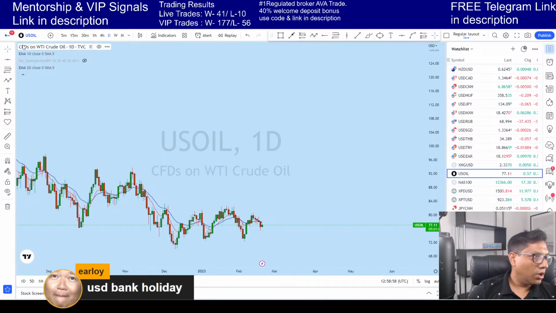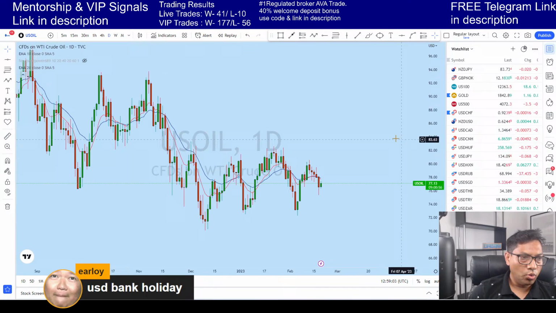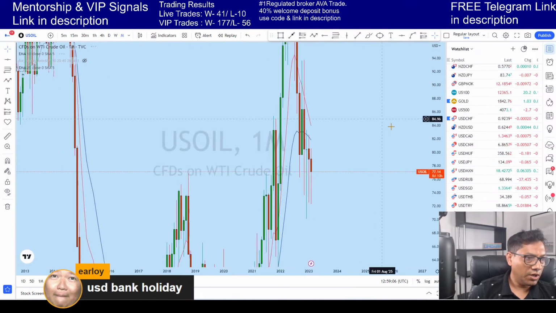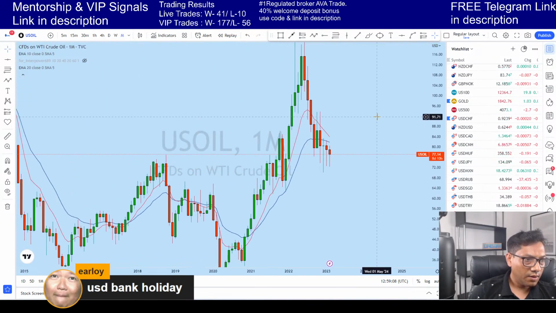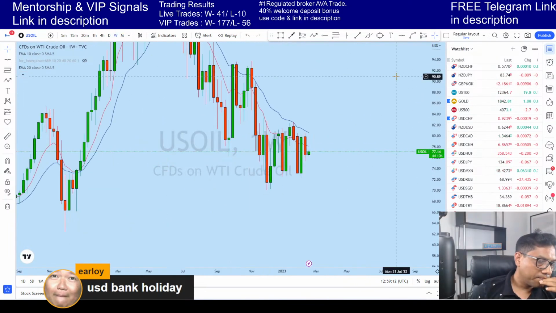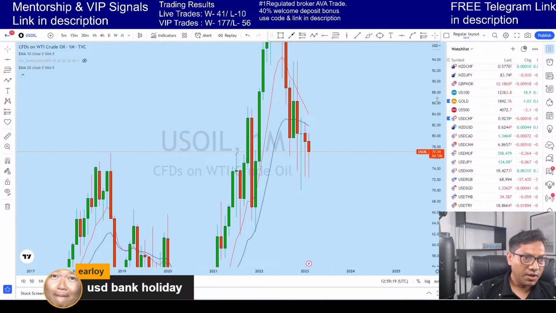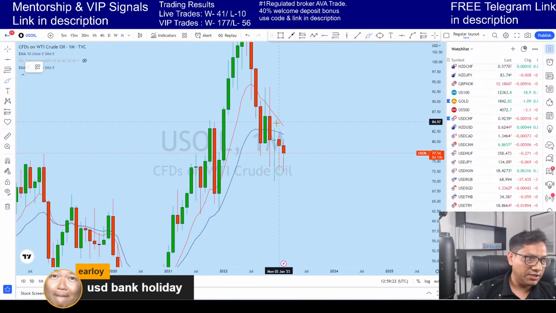So looking at US oil, looking at monthly. From the monthly on US oil, what I see is that every month the price is creating a series of lower highs, a consistent drop. So it's a long term downtrend from the monthly.